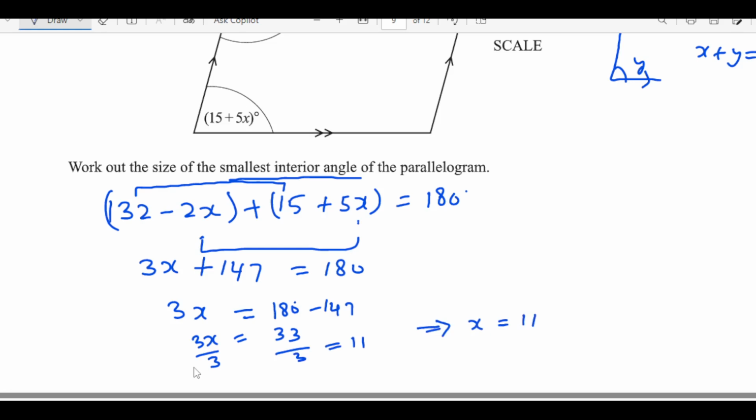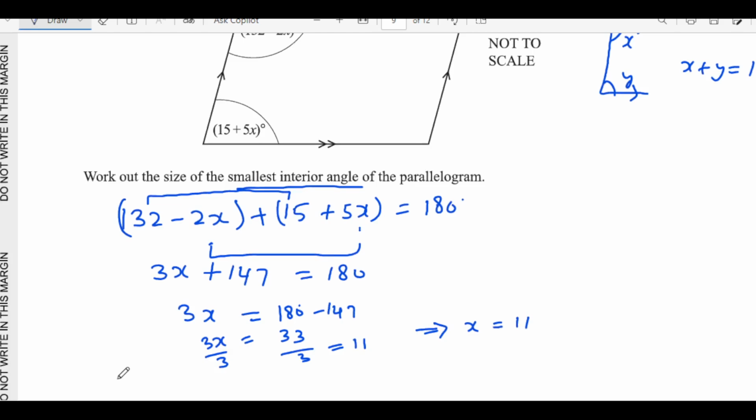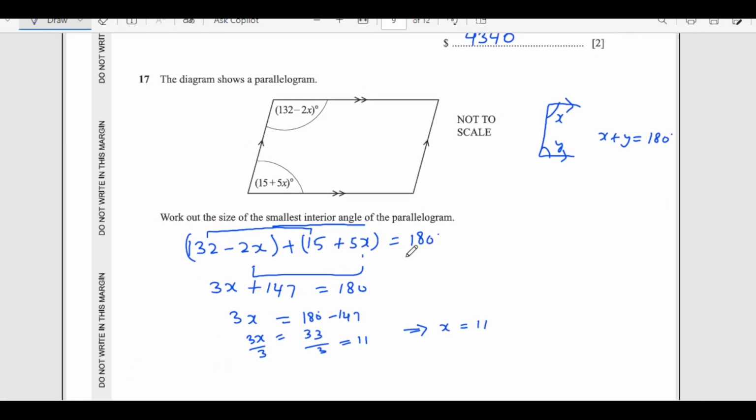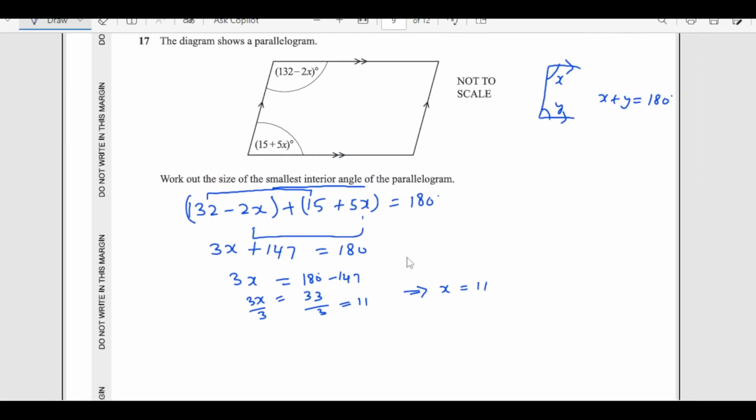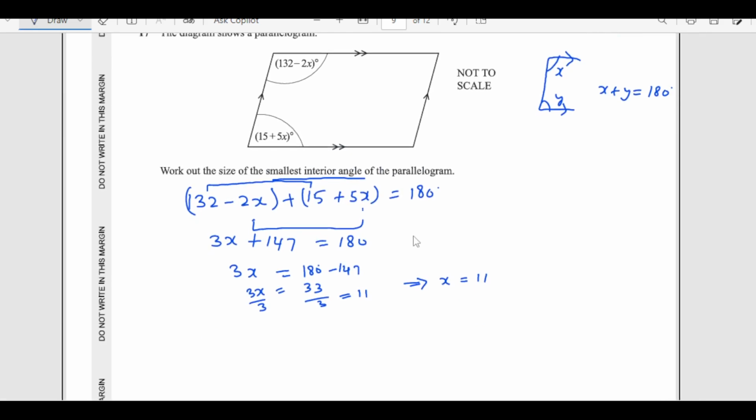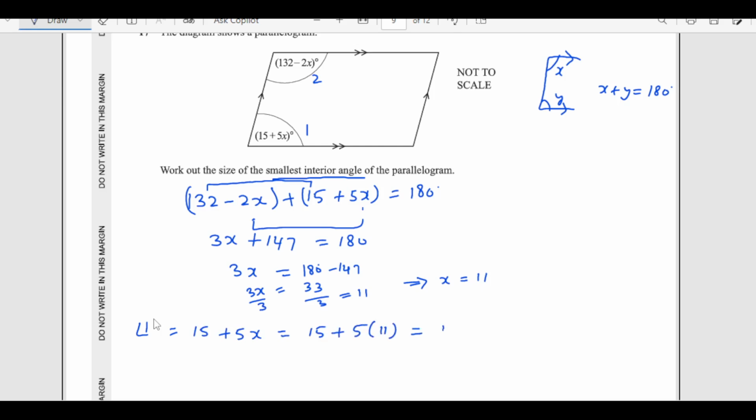Now this is not our question. Our question is to work out the smallest interior angle of the parallelogram. So we will see which one is the smallest. Let's say this is angle 1 and this is angle 2. Angle 1 is 15 plus 5x, that is 15 plus 5 times 11. So this is 15 plus 55, which is 70.